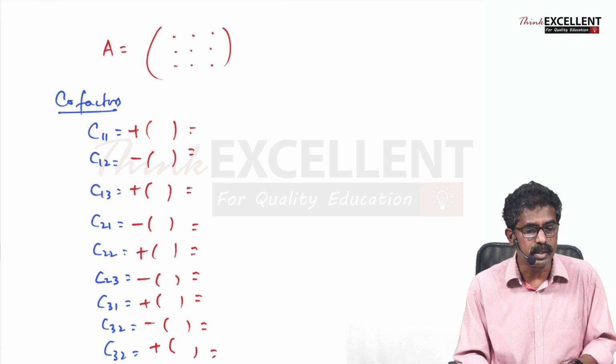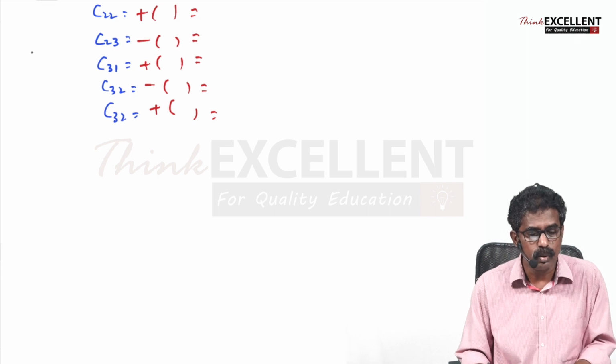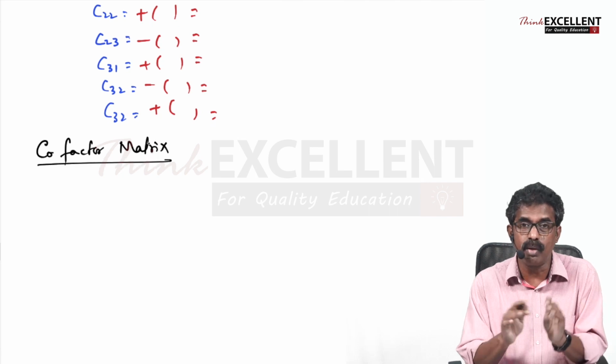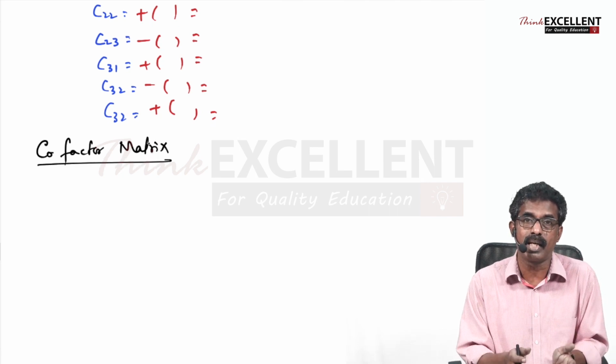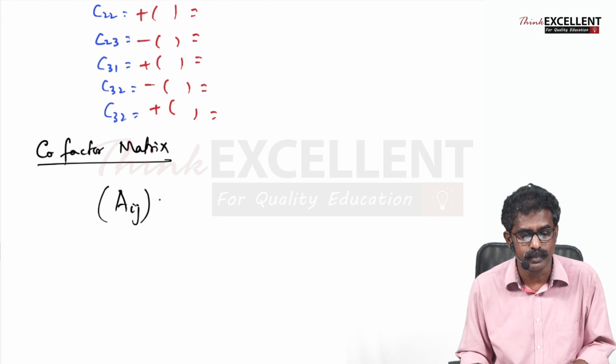Now using this, you form a matrix called the cofactor matrix. The name itself is there. Cofactor matrix, that is, you replace every element by the corresponding cofactor. And we denote it as Aij. This is called the cofactor matrix.